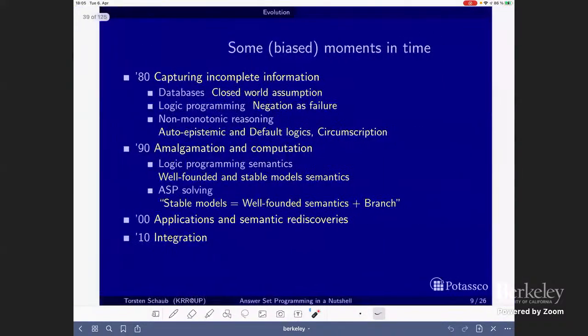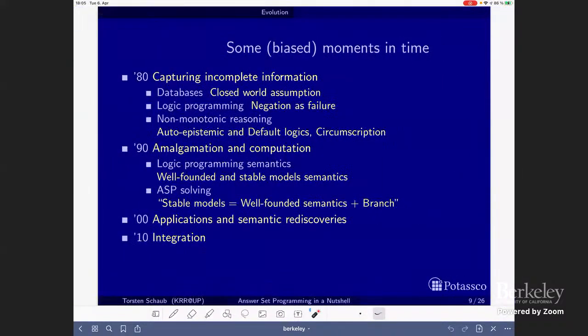Okay, then amalgamation computation. Well, the interesting thing is, at some point, all this zoo more or less collapsed. And what is interesting is that actually it was the semantics from non-monotonic reasoning that led to the canonical ways of logic programming semantics.